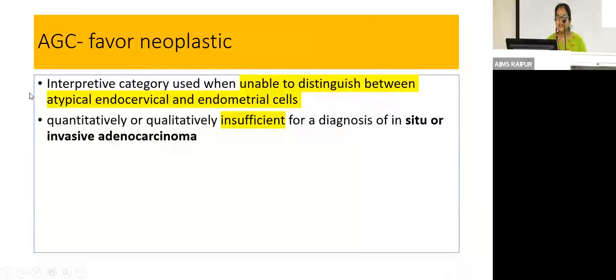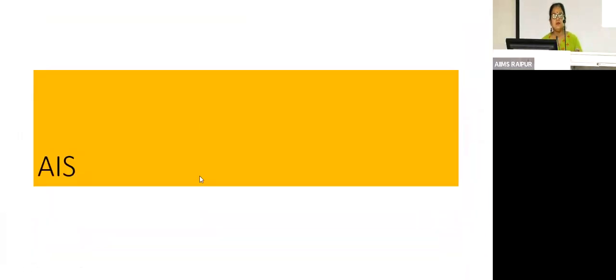Then we have the next category, which is atypical glandular cells, favor neoplastic, where you're not calling it endocervical. You're not typing it. So whenever you are unable to distinguish between atypical endocervical and endometrial cells, or the features are insufficient for a diagnosis of in situ or invasive adenocarcinoma, you put it into AGC, favor neoplastic. Then we come to the next big category, which is adenocarcinoma in situ.